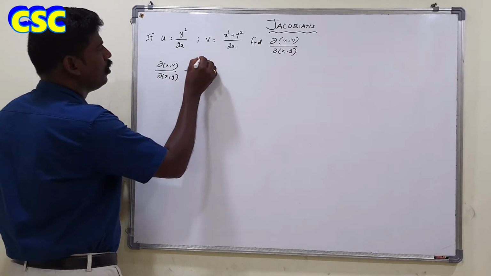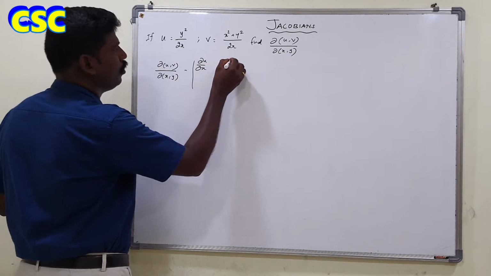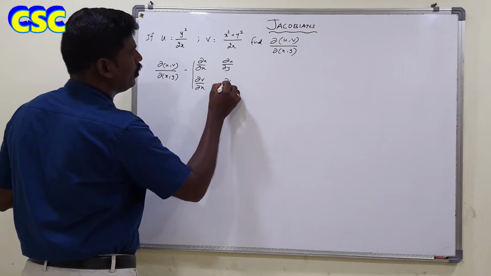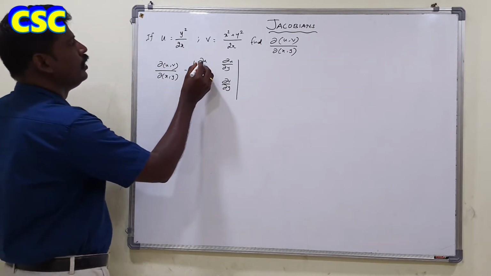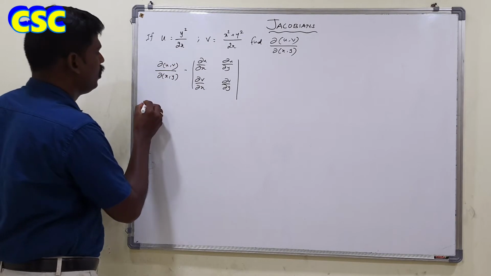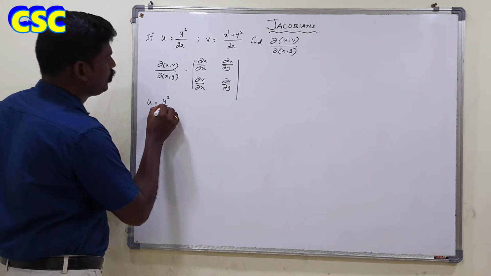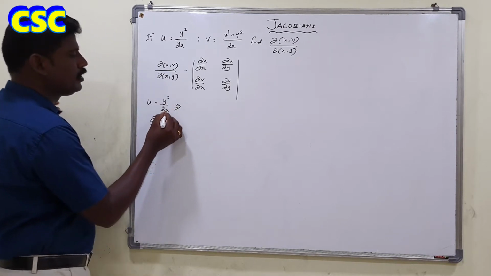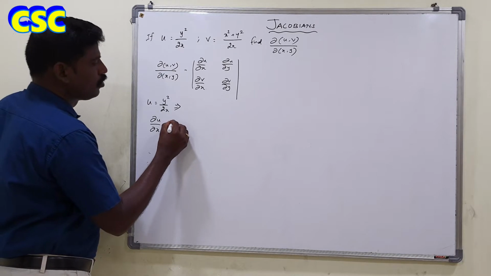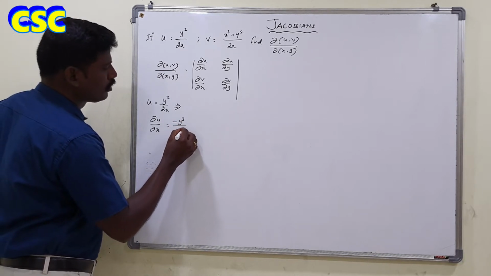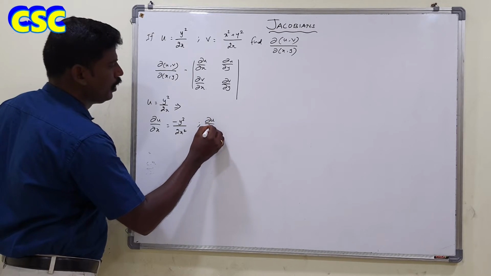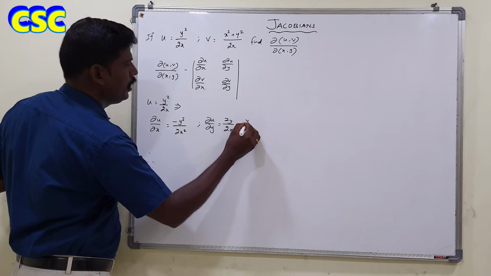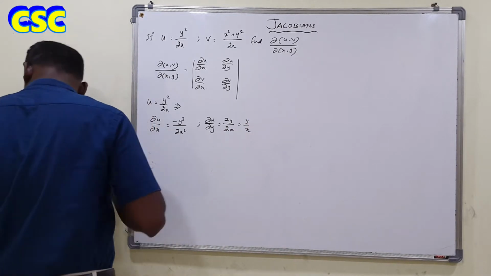What is this value? dou u by dou x, dou u by dou y, dou v by dou x, dou v by dou y. So we need to differentiate u with respect to x and y partially. What is u? y square by 2x. This implies dou u by dou x, x is in the form of 1 by x, so minus 1 by x square. So minus y square by 2x square. And then dou u by dou y, y square becomes 2y, 2y by 2x, that is equal to y by x. So what is v?